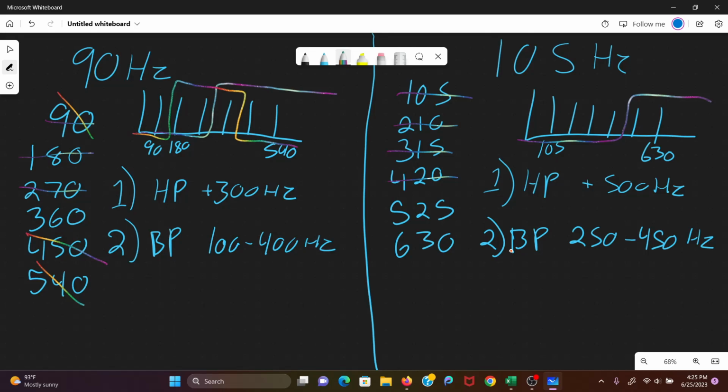105s. What is lower than 250? Well, 105 and 210. What's higher than 450? These last two. So you're permitting the middle two. Your band pass filter is going to look like this, just permitting the middle two. There's the answer to question 3.